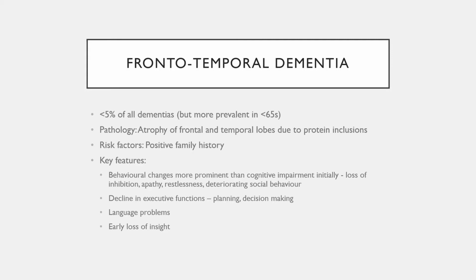The main risk factor for frontotemporal dementia is a positive family history, and key features include behavioural changes, which are often more prominent than the cognitive impairment, so things like loss of inhibition, apathy, being restless, and poor social behaviour due to that loss of inhibition. They get an early decline in executive functions, so planning and decision making, which often has a big functional impairment. You get language problems quite early on, and an early loss of insight into the troubles they're facing.